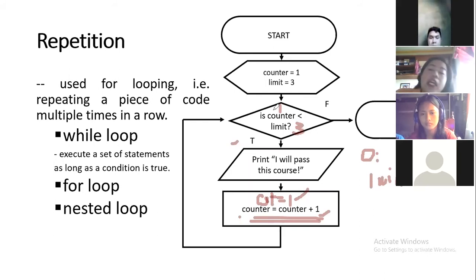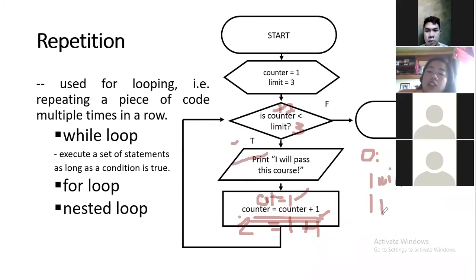And then, so ibig sabihin i-increment. When we say increment, mag-i-increase or madadagdagan yung value ng counter. Yung counter ngayon, 1. Value of counter is 1 plus 1. Yung counter will be 2. So the new value of counter will be 2. So babalik siya, iikot. Ano yung value ng counter na? 2, ma'am. So 2 sa condition is 2 less than 3. True or false? True. So ang gagawin natin, print again.